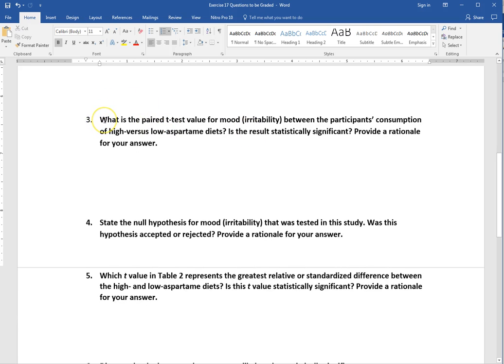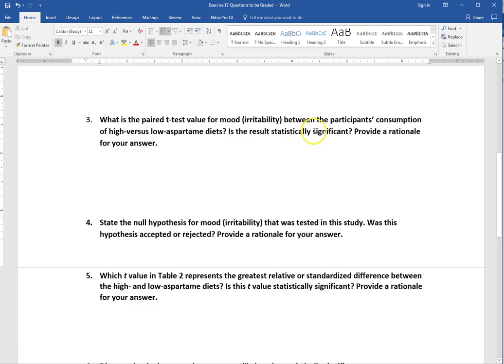Number three, what is the paired t-test value for mood, irritability, between the participants' consumption of high versus low aspartame diets? Is the result statistically significant? So you need to find what this t-test value is. It's going to be reported in the text or in one of the tables. So find the T statistic, it'll say T equals and have a value. Find that for mood, irritability, and then that's between the participants' consumption of high versus low aspartame diet. So this is dependent samples because the same people are being measured at different time points. So just look through and find that T value for mood, irritability.